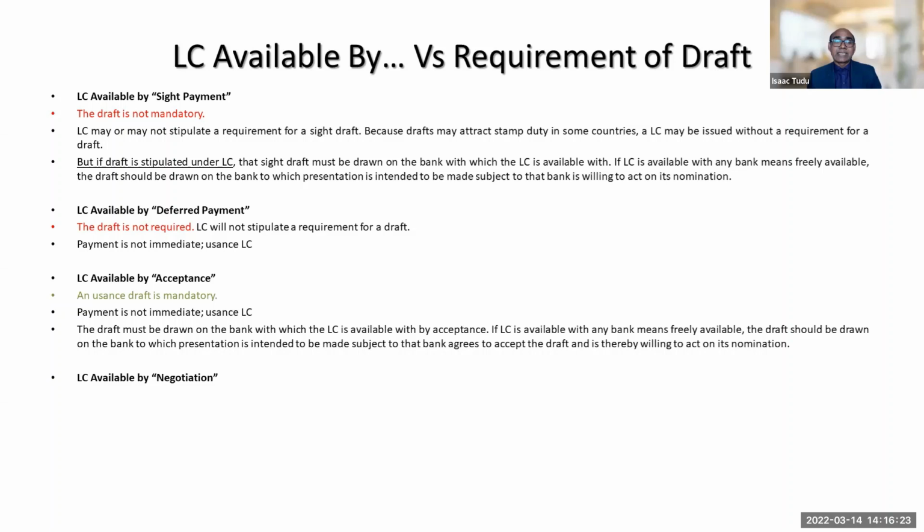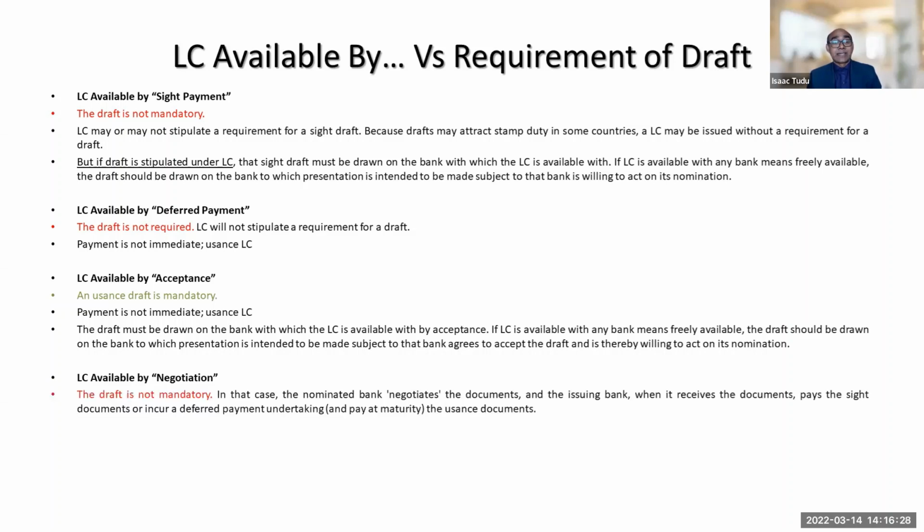The next is LC available by negotiation. In this case, the draft is not mandatory. Most of the time, we think that LC available by negotiation means a draft is compulsory. No, a draft in case of LC available by negotiation is not mandatory. In that case, the nominated bank negotiates the documents, and the issuing bank, when it receives the documents, pays the sight documents or incurs a deferred payment undertaking and pays at maturity the usance documents.